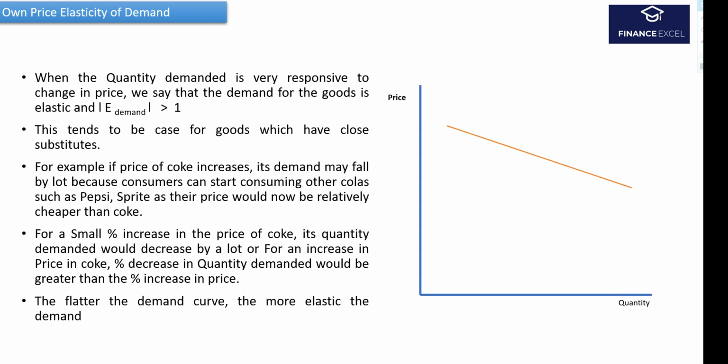So when the quantity demanded for a product is very responsive to change in price, we say that demand for that good is elastic, and the absolute value of elasticity of demand is greater than one. When we say absolute, we mean the non-negative value. So when we are speaking in absolute terms, we are ignoring the sign. And demand for goods tends to be elastic when they have close substitutes. Right here I have taken an example of Coke and Pepsi. If the price of Coke increases, the quantity demanded of Coke would decrease substantially. Why? Because consumers would start consuming other colas like Pepsi, and Pepsi would now be relatively cheaper than Coke.